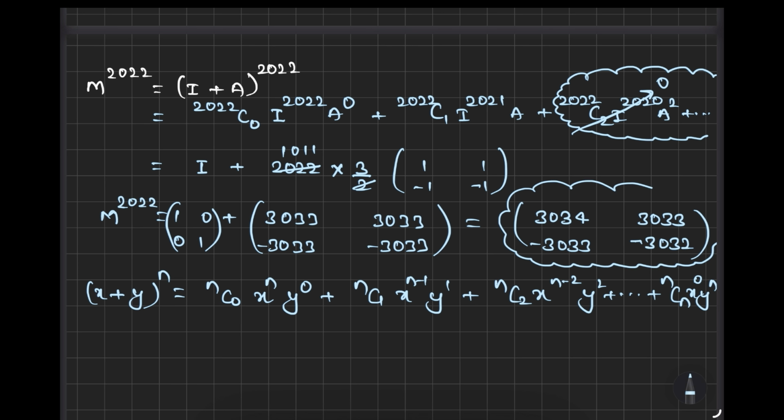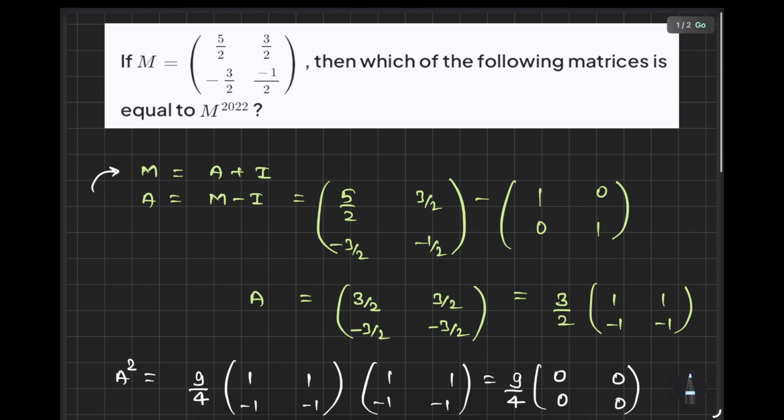So from now onwards, if you have to find anything to a bigger power, try to break it down like identity matrix plus A matrix. And then find the power of A for which A will become 0. I hope the idea is clear and you can handle similar situations.